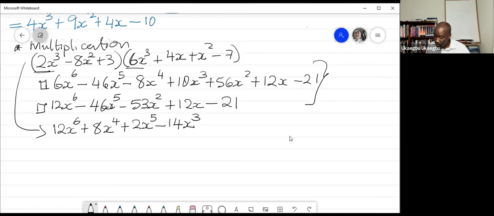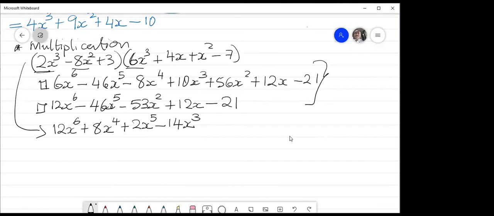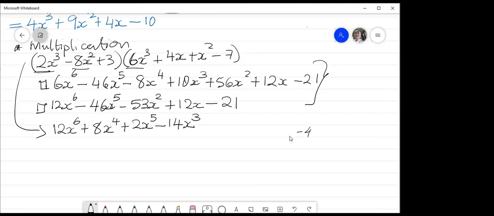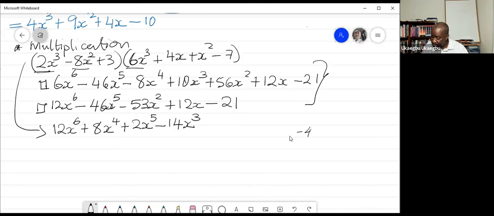Then next one, we are using negative 8x. And remember, it has a negative, because that's where many people make mistakes. Negative times positive is negative. So now we have 8 times 6, which is 48, but negative 48. Now let's determine the power. x squared times x cubed will give us negative 48x raised to power 5.